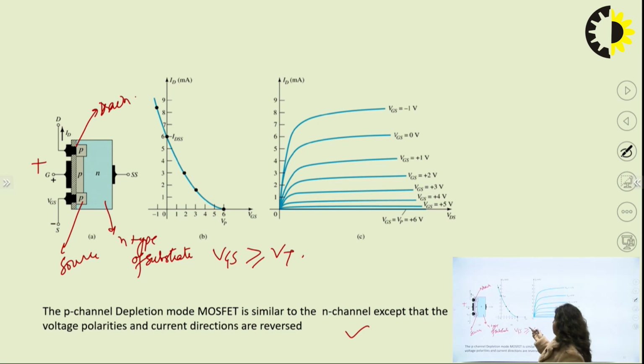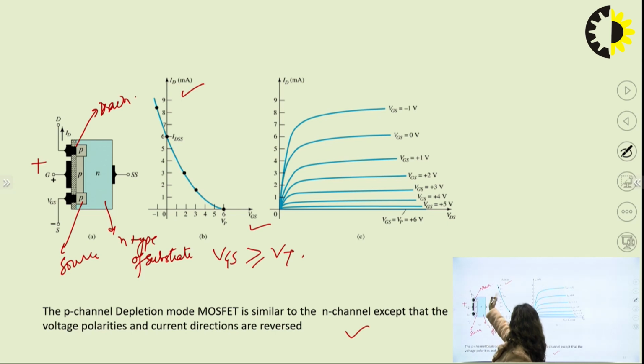In the graph we can see that VGS is applied and ID is the drain current which we have to calculate. As you increase the voltage, that is the pinch off voltage, here at 6. At VGS equal to 0 volt, the current is IDSS.